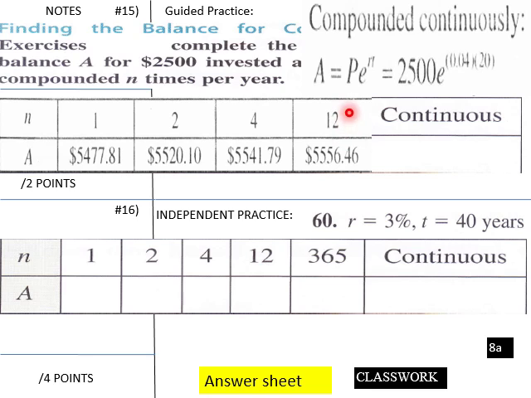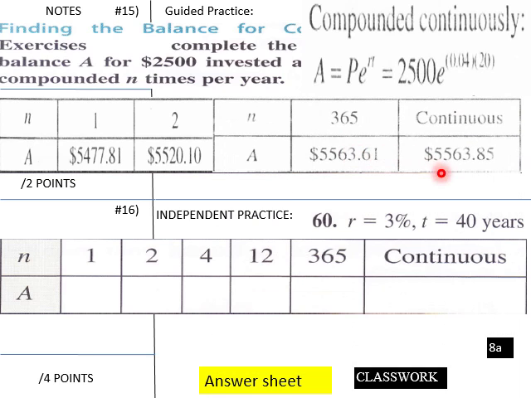After 12 years, at 4%, 2,500, and you've more than doubled your money here. Continuously, it'd be 5,563.85. So you get a little bit more there. So it's advantageous to compound your principal continuously.